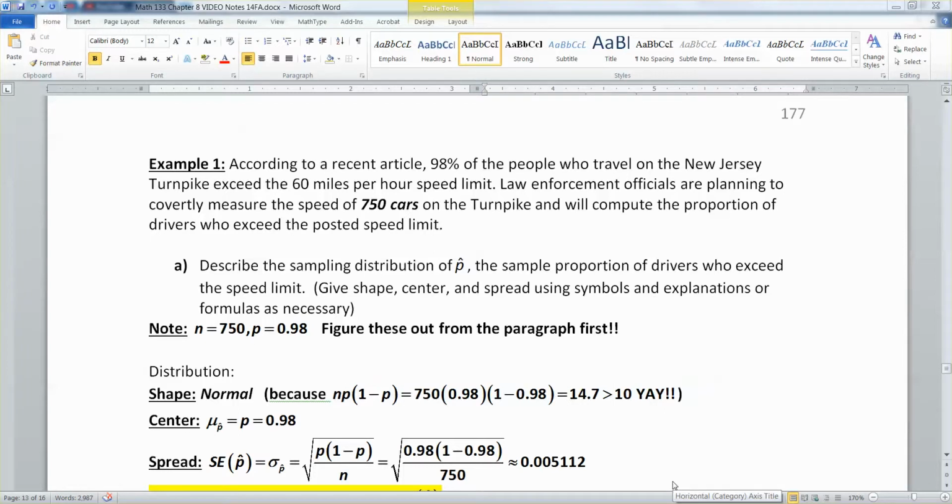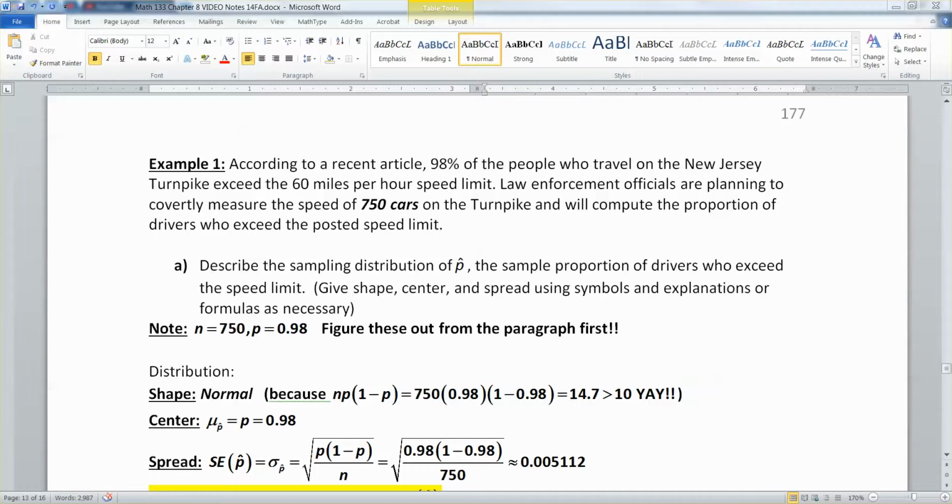Let's remember the setup we have for this problem. A recent article states that 98% of people who travel on the New Jersey Turnpike exceed the 60-mile-per-hour speed limit. Law enforcement officials are planning to covertly measure the speed of 750 cars on the turnpike and will compute the proportion of drivers who exceed the posted speed limit.